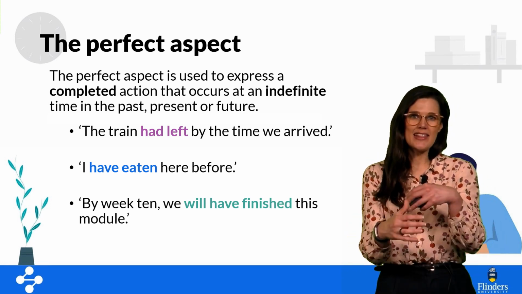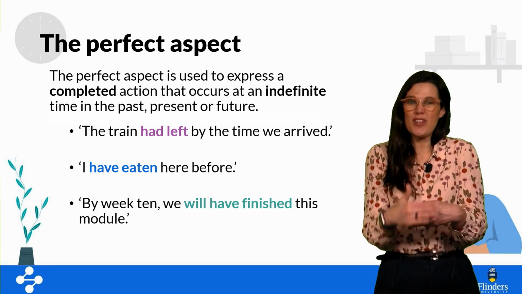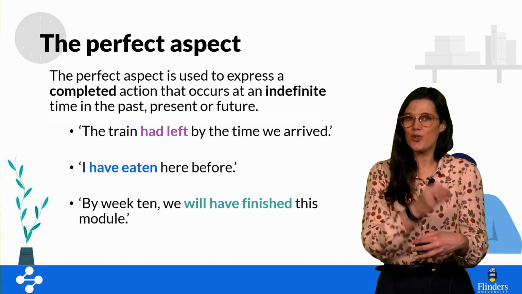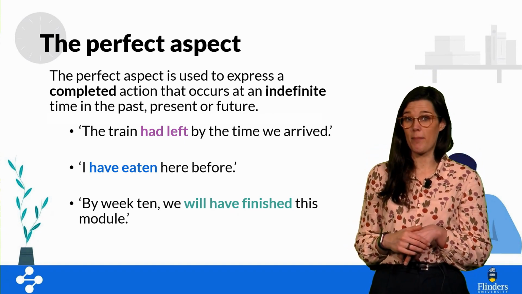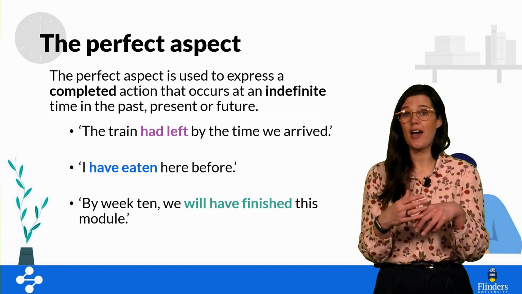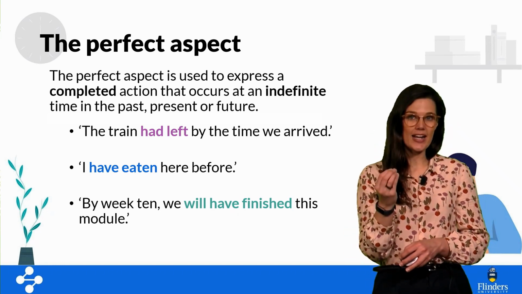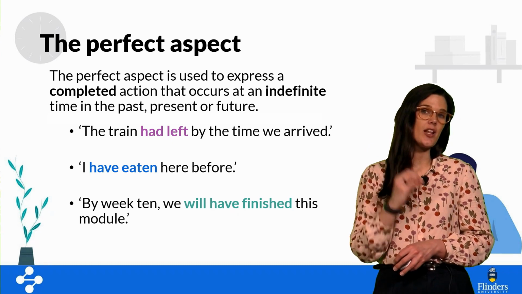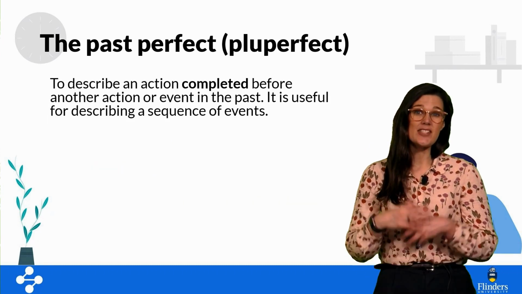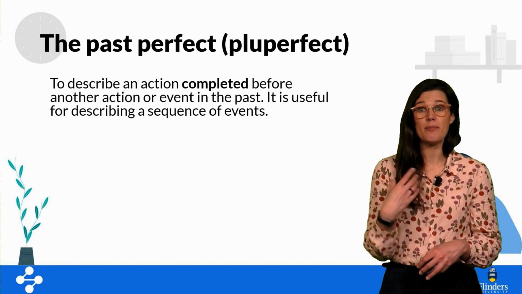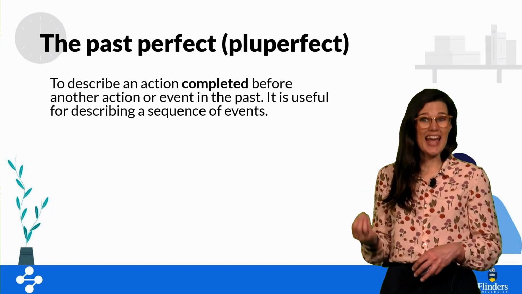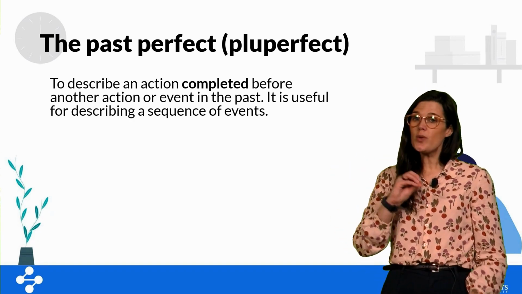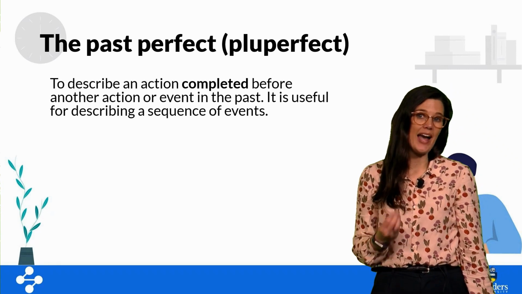And so because this tense doesn't really have the specific time, we shouldn't use it when we do want to be definite about when something happened, when we do have a very particular action taking place at a very particular point in time. Okay, so the past perfect, also known as the pluperfect, is used to describe an action completed, usually before another event or action in the past.